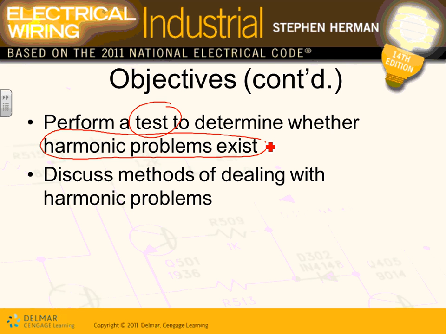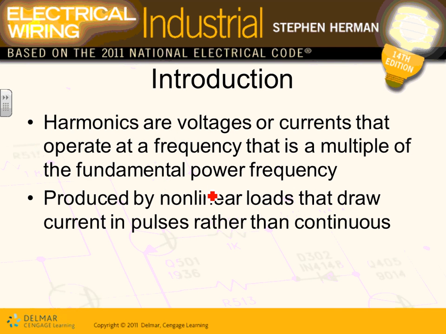So now we're going to talk about how you do a test to determine if you have a harmonic problem, and discuss methods of dealing with it. Now that we found that we have an evil, how do you deal with that evil called harmonics? When you determine that you have a harmonic problem, how do you deal with it? Does that make sense, guys? Okay. So, moving on to the introduction.